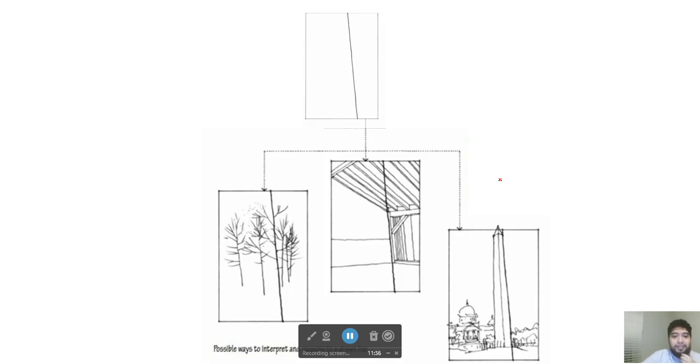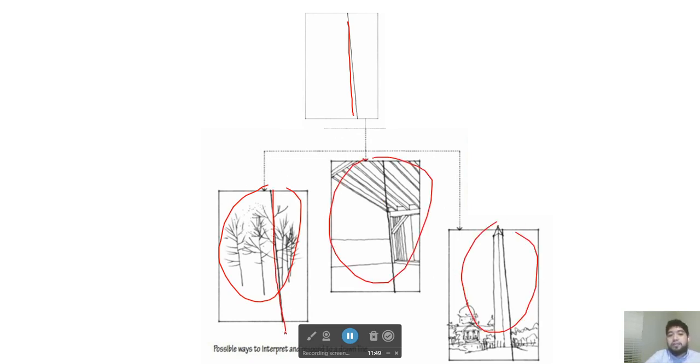So here we see an example, they start with the line. The book says you start with the line and it can turn into a lot of different things. It can be part of the structure, it can be part of the design. So we see that line here, here, and here.